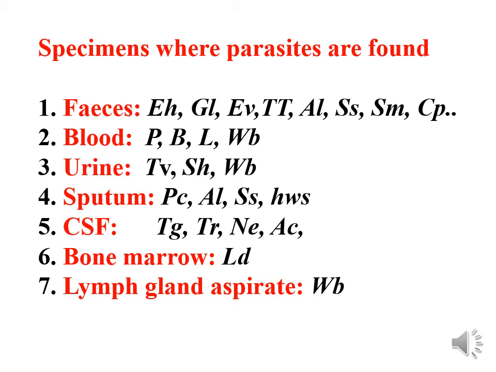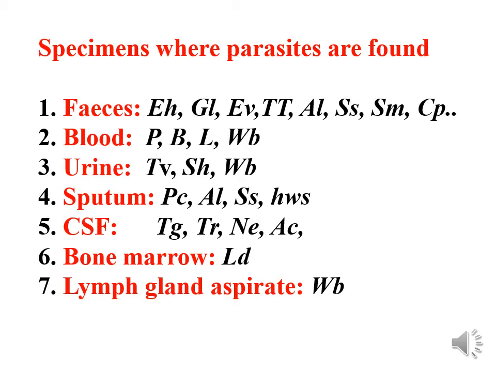But in case of Wuchereria bancrofti, you need to collect night blood, because the microfilariae of the parasite come to the peripheral circulation usually at night. Loa loa, you take the blood. In urine, the common parasite is Trichomonas vaginalis.